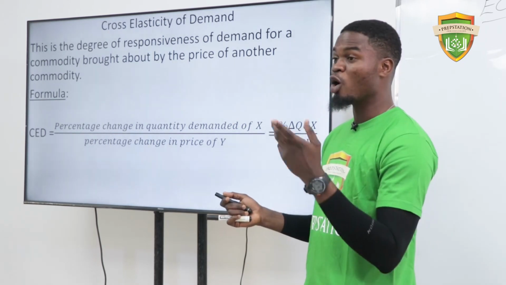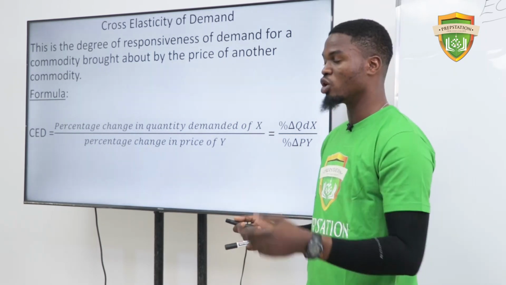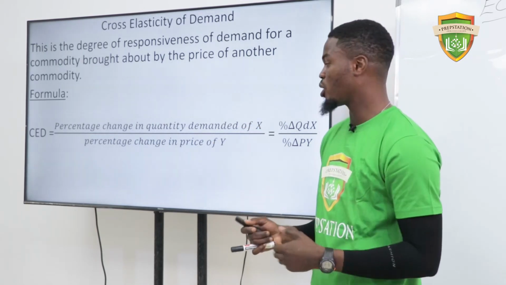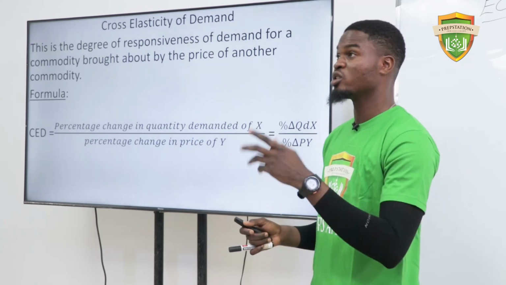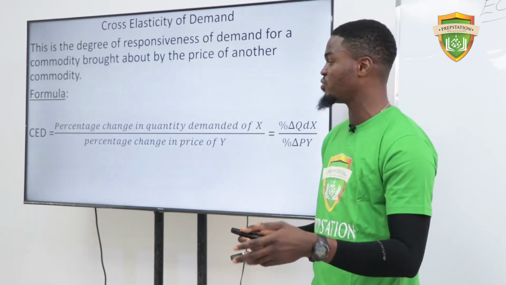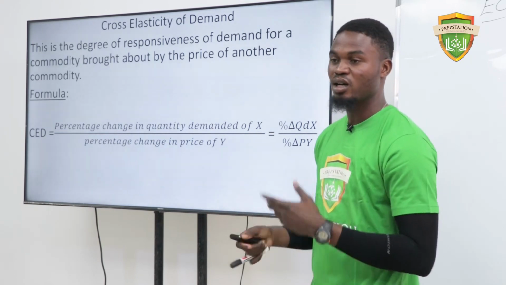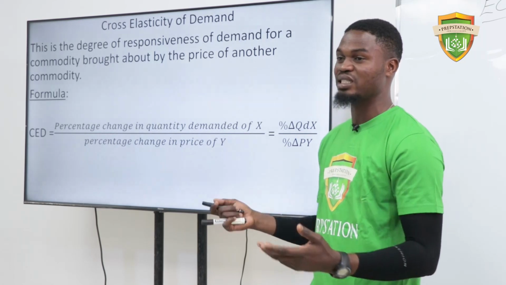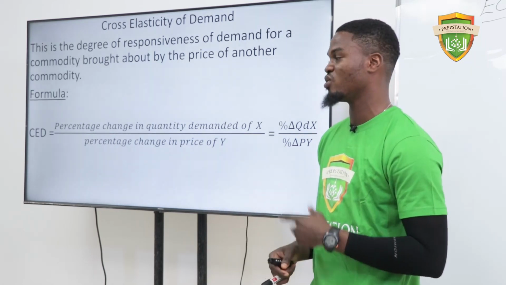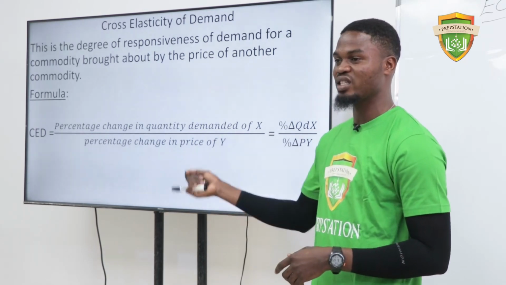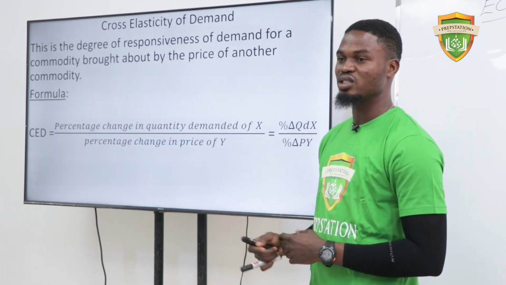Then, it's always negative for joint or complementary demand, and always positive for competitive demand. Competitive demand are commodities that share similar features or characteristics. That is, they can take the place of one another. If the price of one increases, it positively affects the other one, and so on.